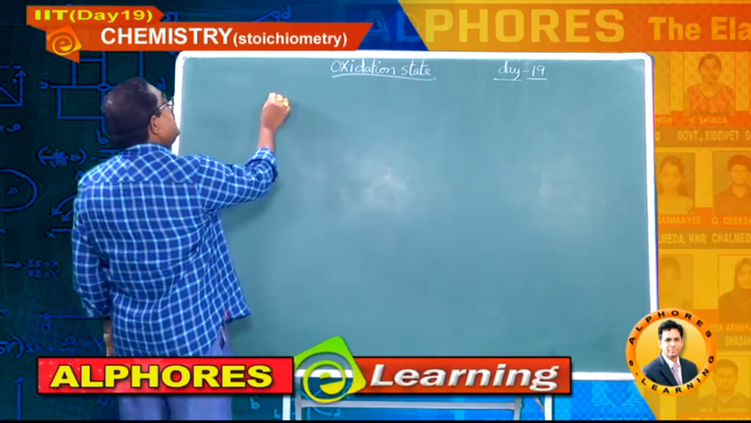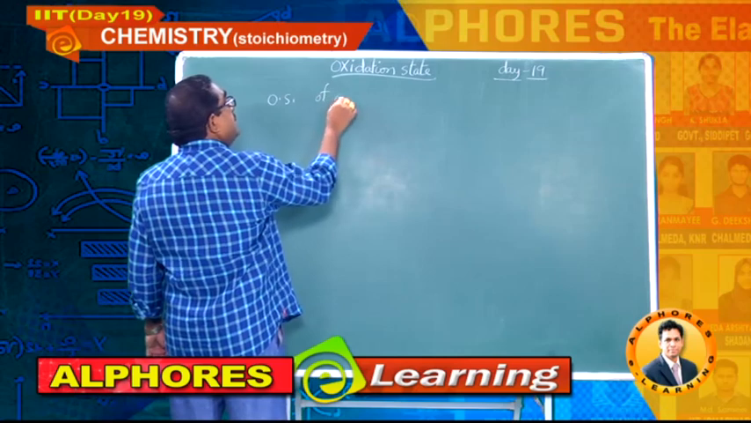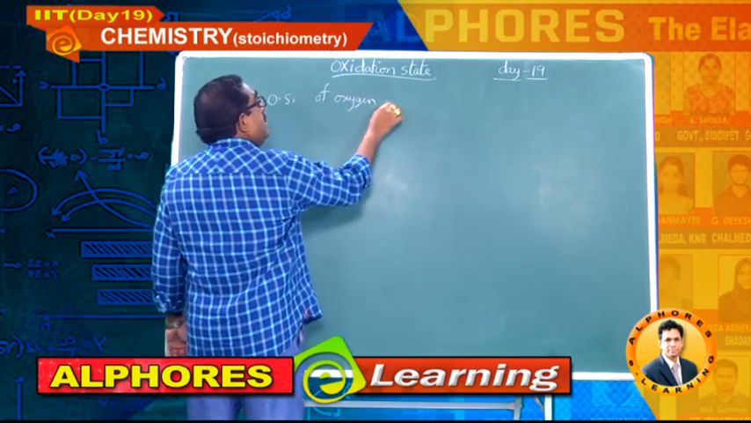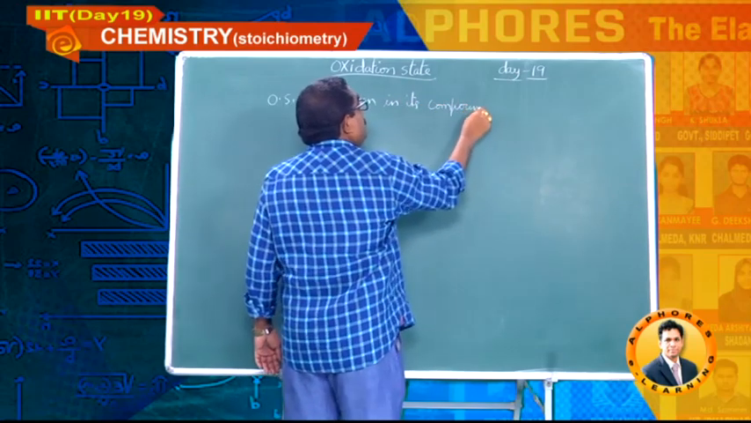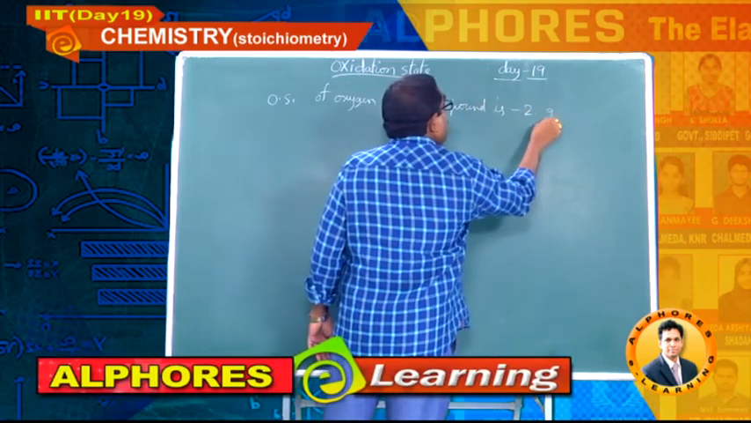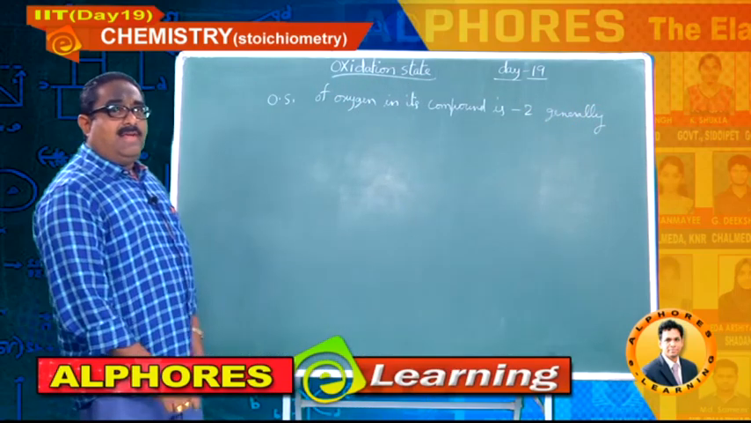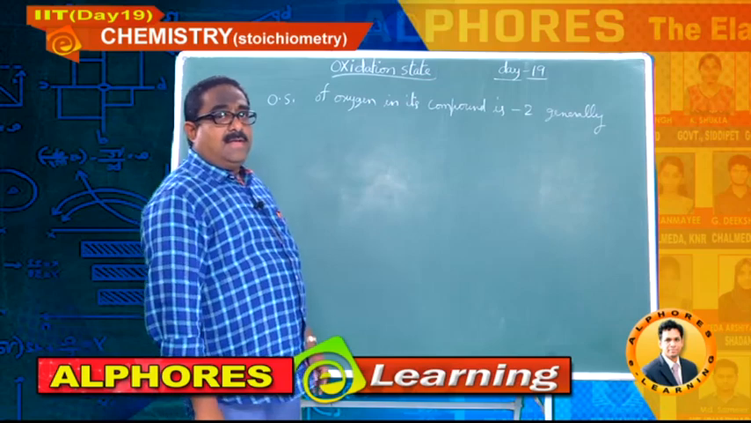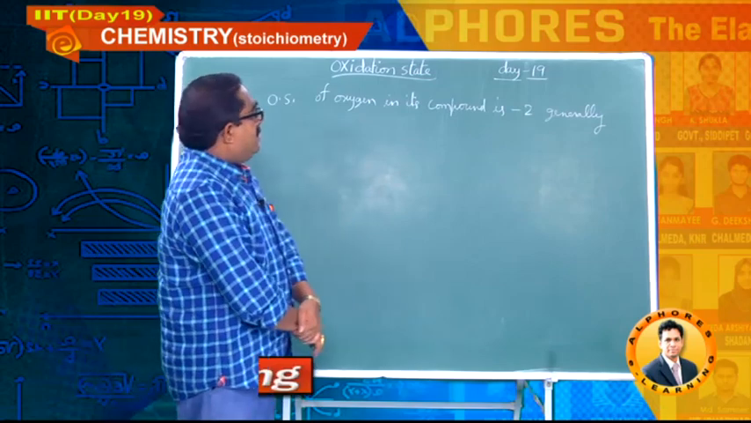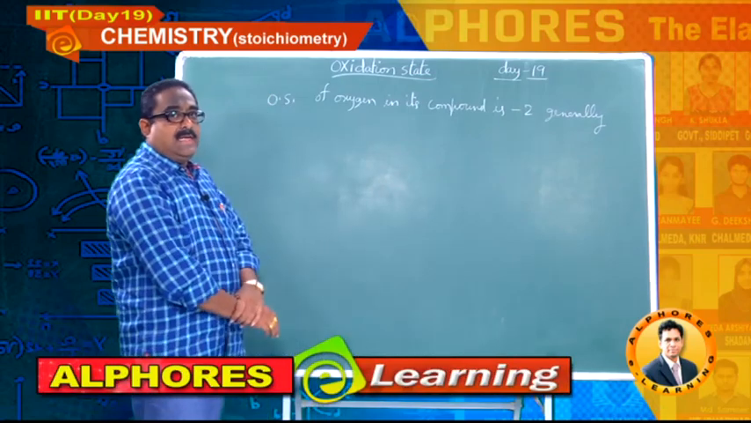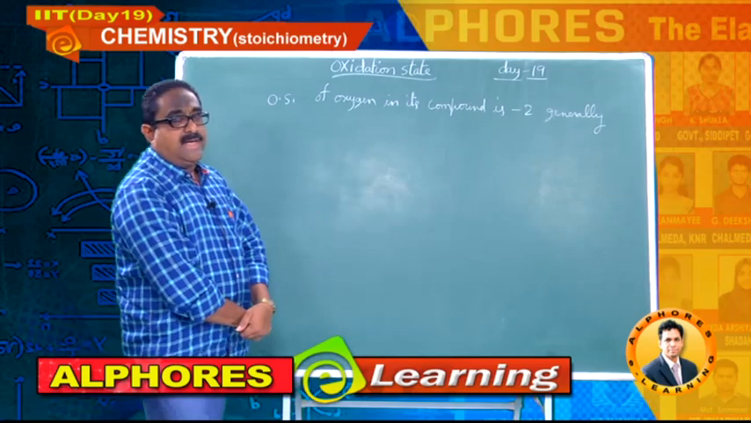Write down, students. OS, I am following for oxidation state, please. Oxidation state of oxygen, write down along with me, in its compounds is -2 generally. I am giving the statement as generally, so it may have other types of oxidation states also in its compounds. Let us discuss the different possible oxidation states of oxygen.